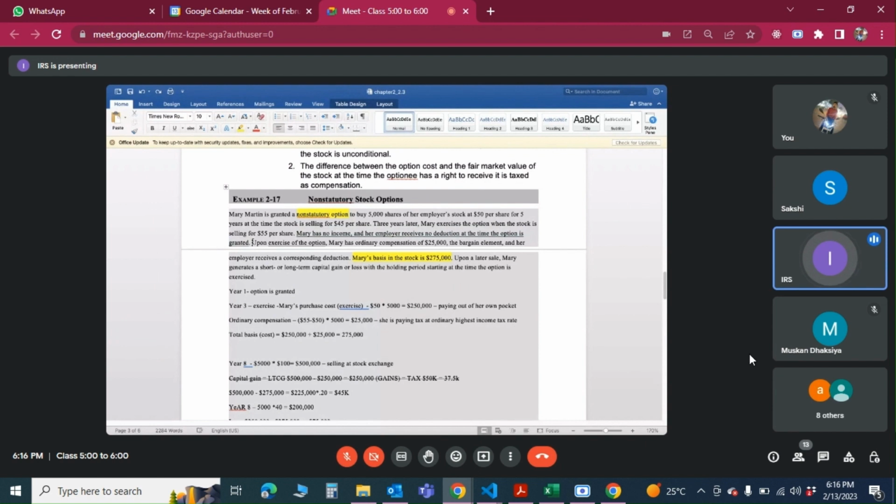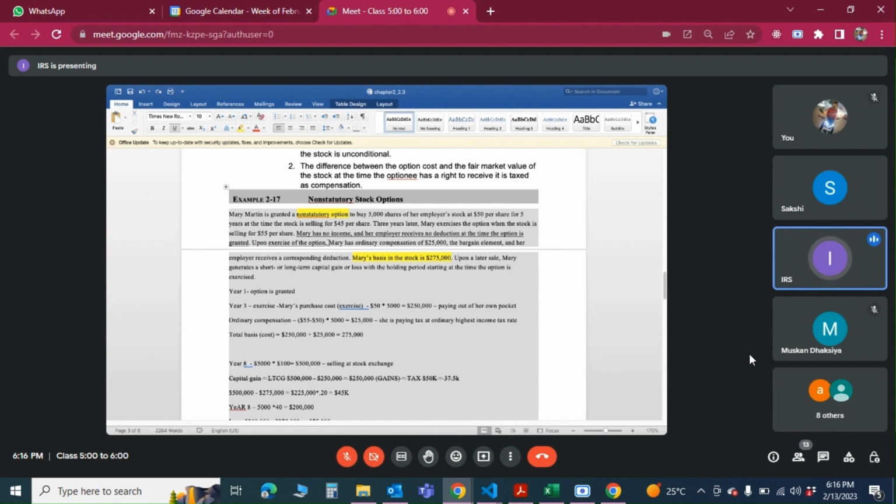If she says, I want to take more time to decide, fine. No income to you, no deduction also for the employer. But upon exercise is the time Mary has decided that, okay, I want these stocks. The moment she says, I want these stocks, that is called the exercise of the option.